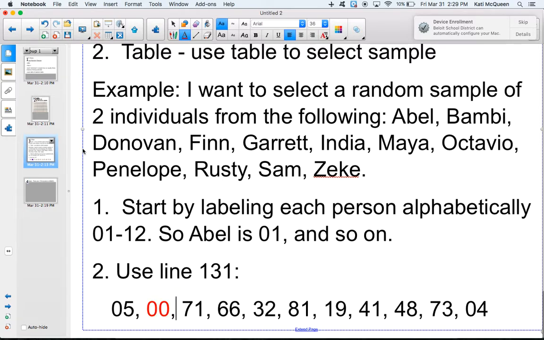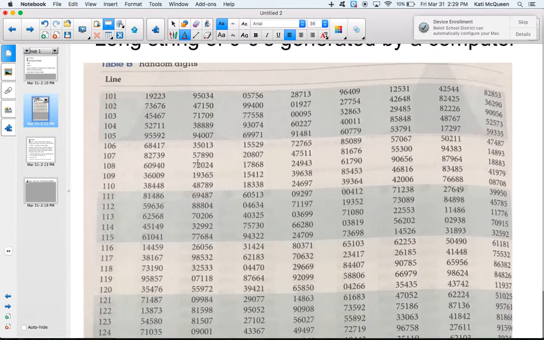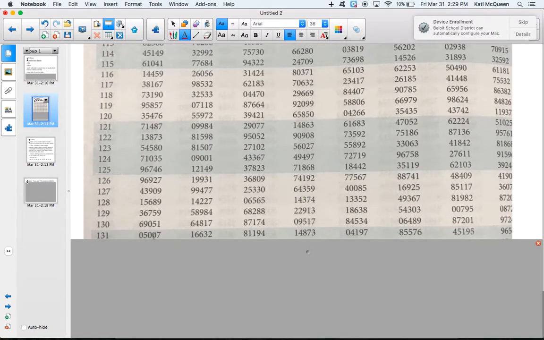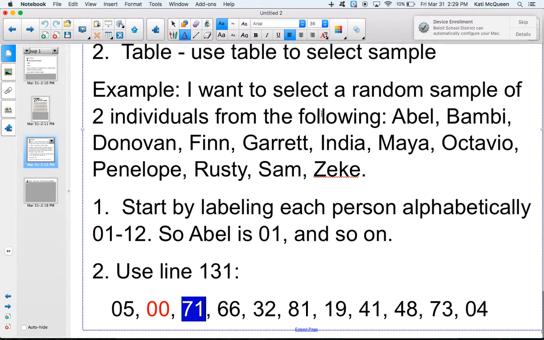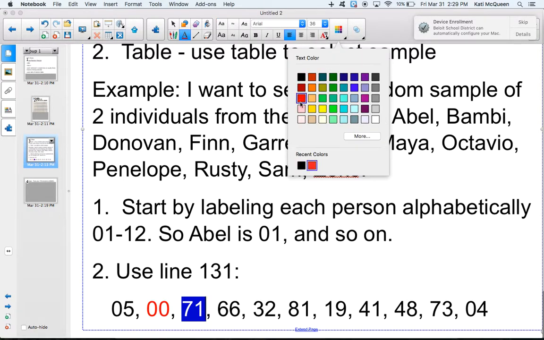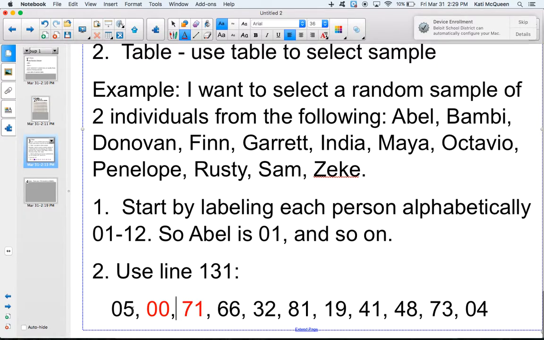So if I keep going then, 00 were my next two numbers. So I'm just looking at two numbers at a time. The next one would give me 7 and 1, so 71. 71 also does not fit inside my range, so I'm going to make that one red here. So on your papers, you can just cross them out. I like to circle the one that does work as well.